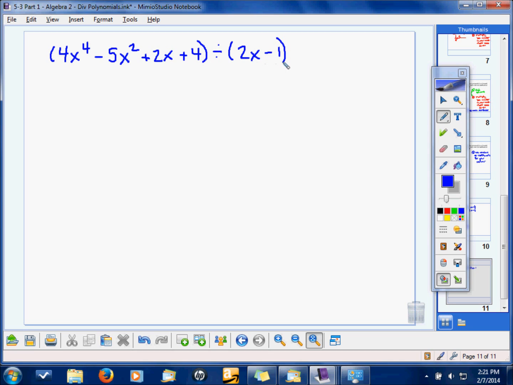Is that no solution? No, it's not no solution. We can divide this out. I need everybody's 100% attention here because this is a tricky one.